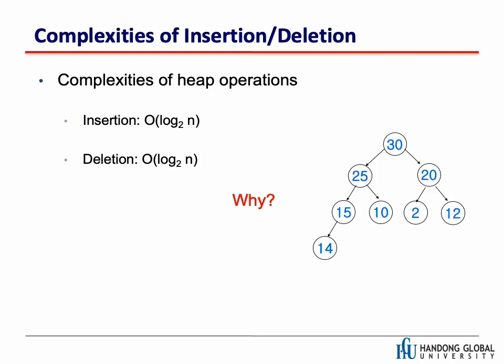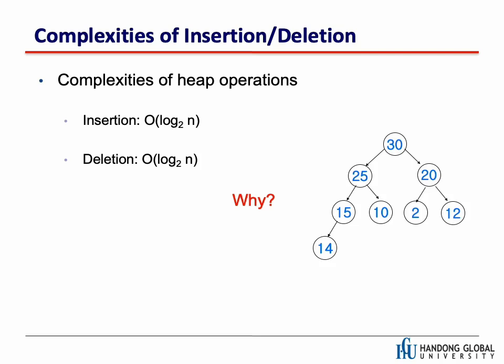Every time we have 2 children. So if the depth is 1, then we have one node. If the depth is 2, then we have 3 nodes. And if the depth is 3, then we have 7 nodes. Exponentially we can increase the number of nodes as the depth increases. So the depth is actually log n.